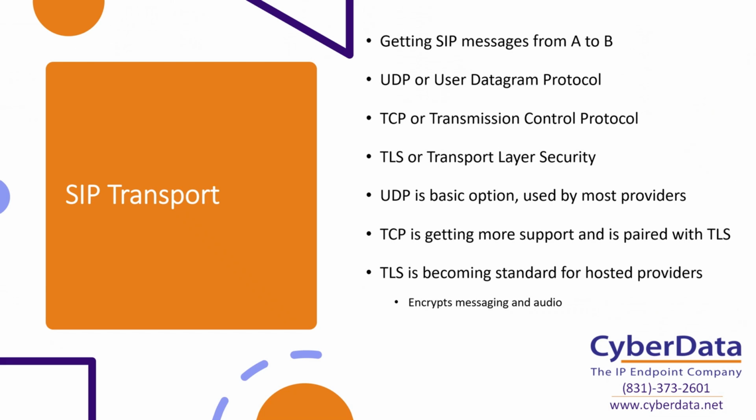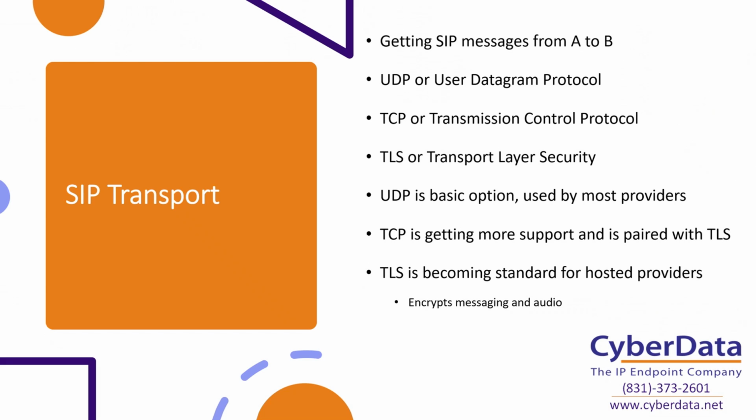There's a lot of different transport companies to get something from point A to point B, and SIP has similar transport protocols that it can use to get those messages from point A to point B. And there's basically three different variants. There's UDP, User Datagram Protocol, TCP, Transmission Control Protocol, or TLS, Transport Layer Security.